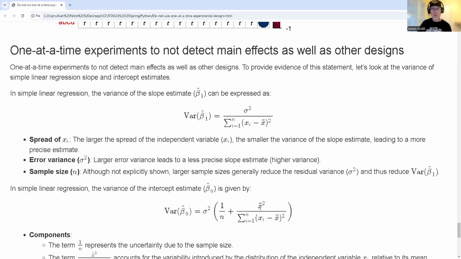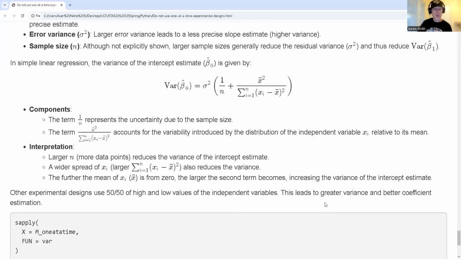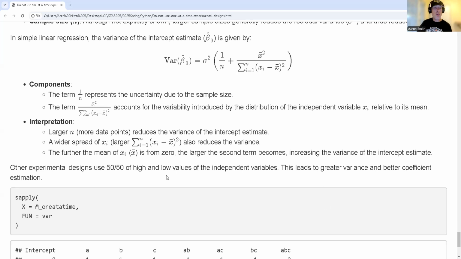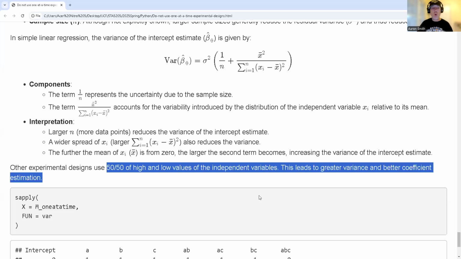One at a time experiments isn't really going to address this all that well. So in general, a wider spread of x is going to do better for both the slope and the intercept. There are some cases where the square of x bar, I might be able to improve this fraction overall, but most of the time, the simplest way to think of it is maximize the variance. I'm going to improve what's going on. Now, other experimental designs are going to use a 50-50 of high and low values, Latin squares, partial factorial, full factorial, of the independent variables. This will lead to greater variance and better coefficient estimation.